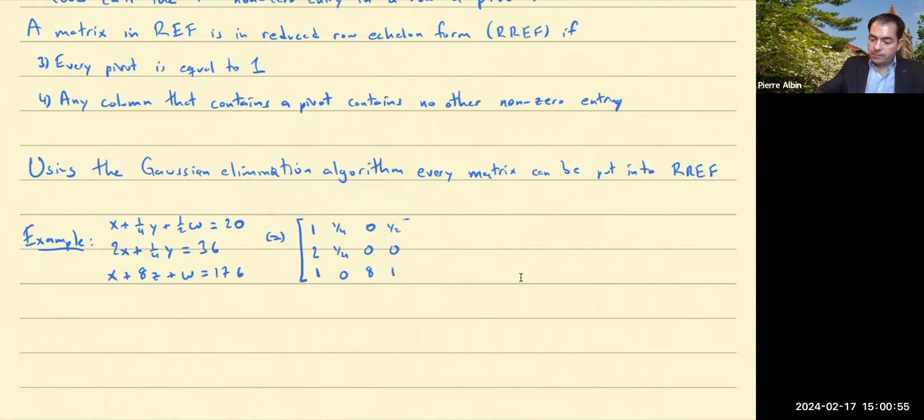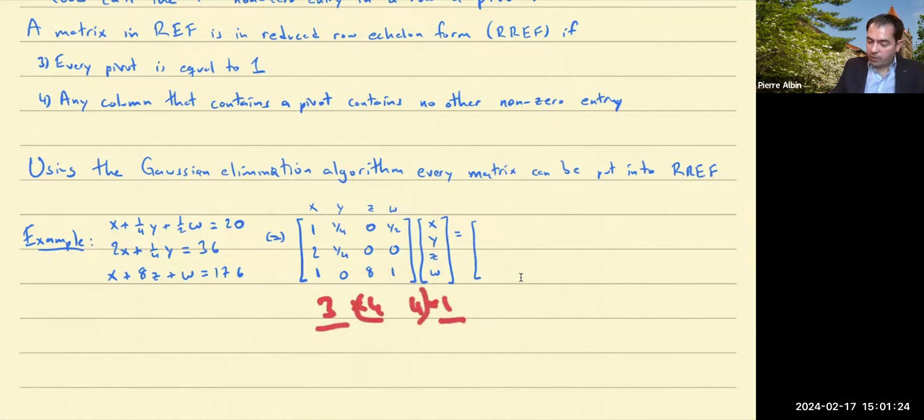0, 1, right? So this column corresponds to the x's, this one to the y's, this one to the z's, this one to the w's, right? So then it's multiplying x, y, z, w, right? Notice that this is a 3 by 4 matrix, so you need a column of size 4 to multiply, and when you do, you have 3 by 4 times 4 by 1, so the product is going to be a 3 by 1. So here you end up with 3 entries, and indeed the right-hand side is 20, 36, 176.